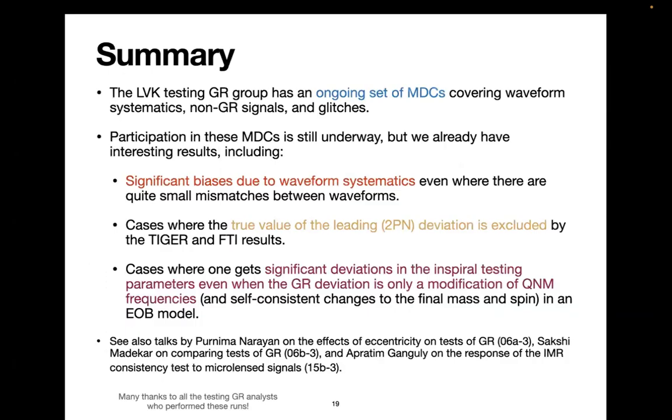So just to summarize, we have this ongoing set of mock data challenges covering waveform systematics, non-GR signals and glitches, still in progress, but the results include significant bias due to waveform systematics, even in cases where you have a small perturbation to the waveforms. The true value of the leading 2 PN deviation is excluded, even by looking at FTI, and there are also significant deviations in the inspiral parameters, even when just modeling the QNM frequencies.